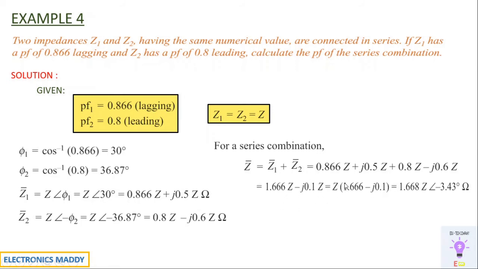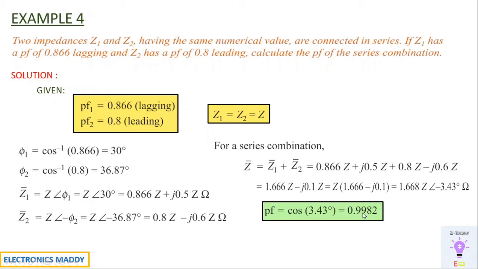So take Z common and substitute, and represent this particular rectangular form into polar form. You will be getting 1.668 at an angle of minus 3.43. So this is the angle. So power factor is equal to cos of this angle. You will be getting 0.9982.